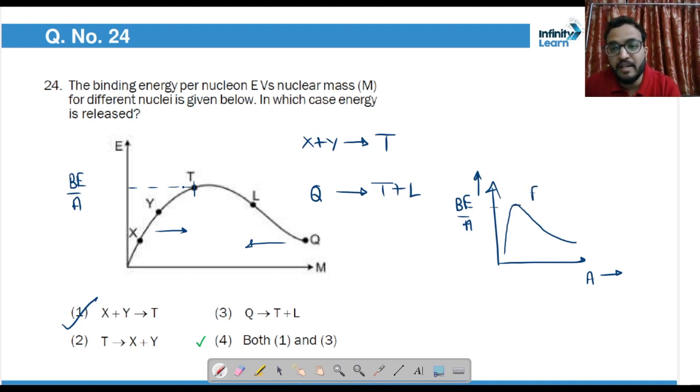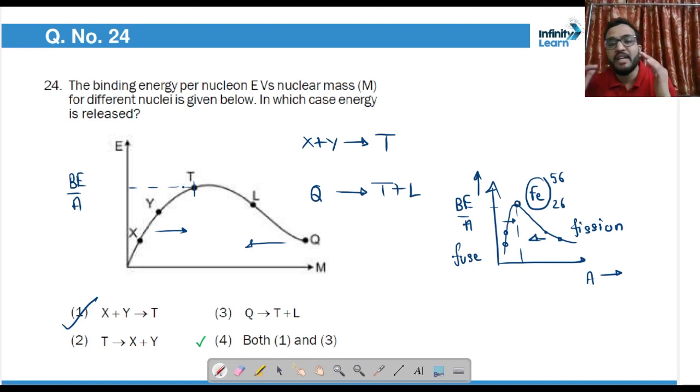So this was for iron, Fe, which has the highest binding energy per nucleon, around 56 and 26. Every element on the left-hand side tries to fuse to move towards the higher value of A, and the elements on the right try to undergo fission, or break, in order to achieve the lower value of A, which is near iron. So every element is trying to move towards iron. Do you understand?